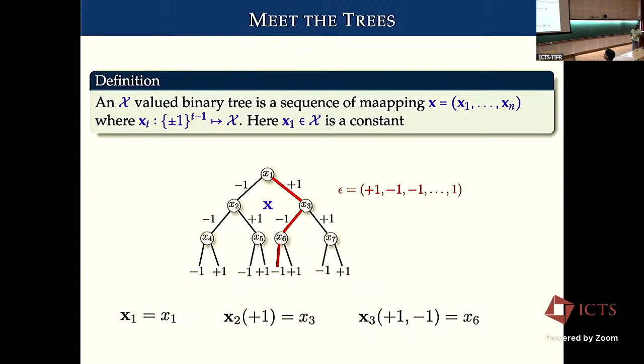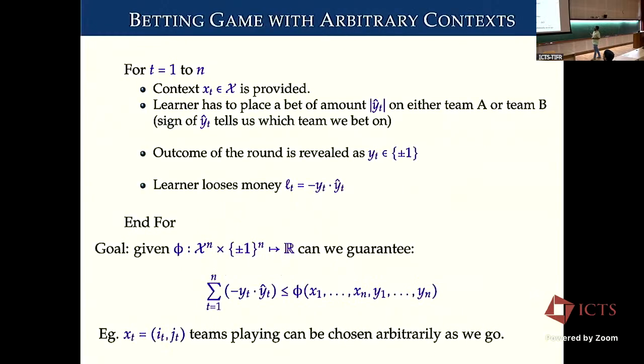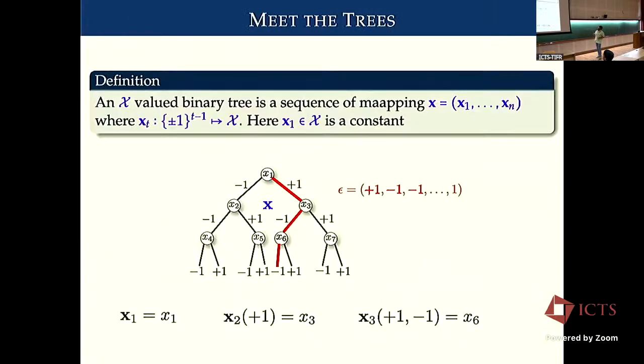All right. So once we start putting in context, you need to up your game in terms of how these complexity measures are going to look. We're going to define this notion of an X-valued binary tree. It's just a fancy name for a sequence of mappings x1 through xn, where each xt maps from a bit string of length t minus 1 to the set script x.